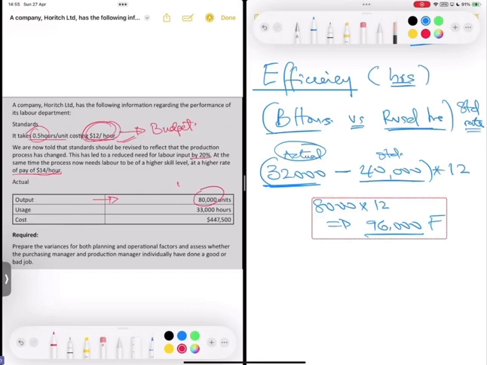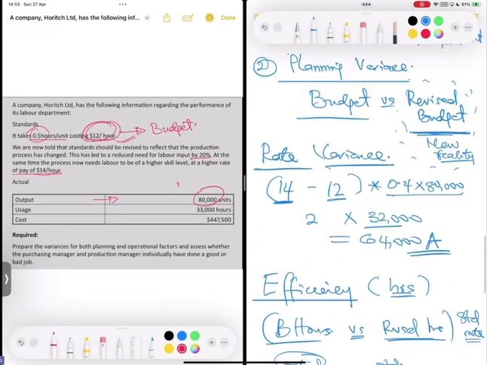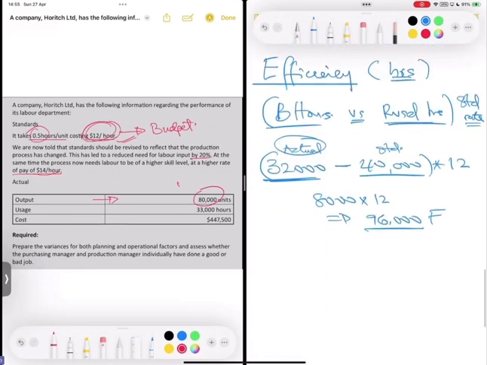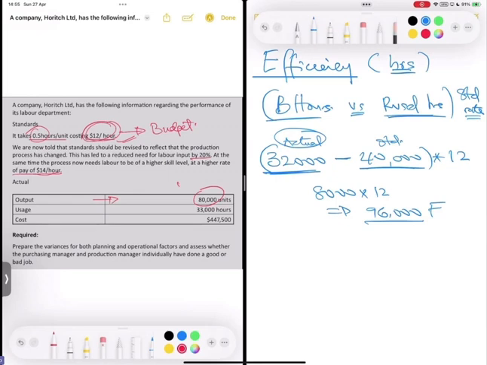So once you are doing your planning variance, please use your revised budget as if it's actual, so that you can stay consistent with the understanding that you've always had. Make sense? So that means it's 96,000 favorable, and that is planning variance.